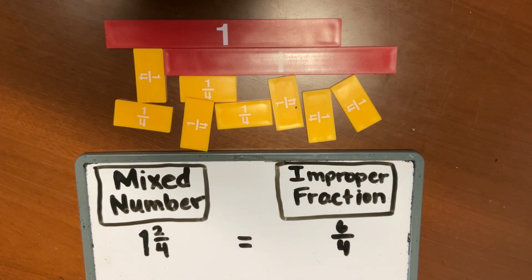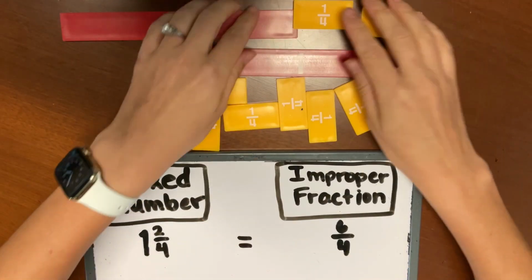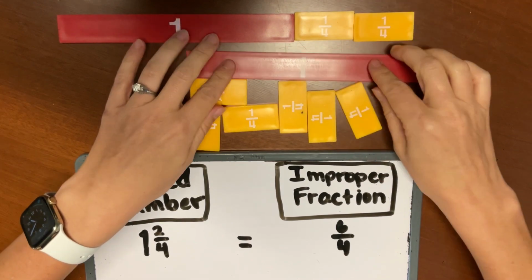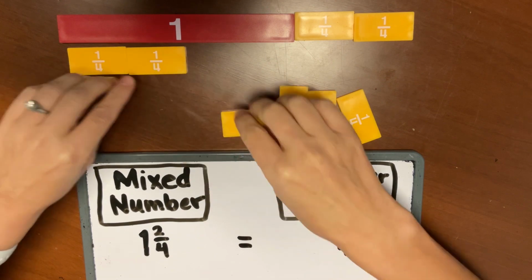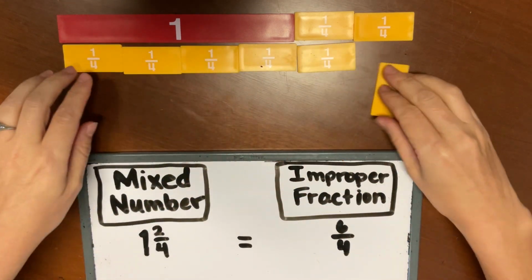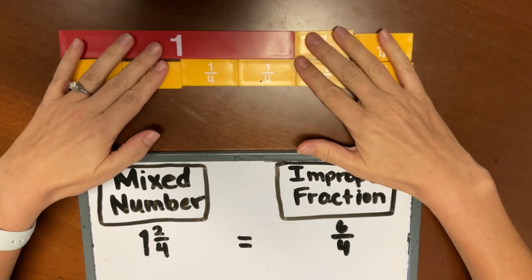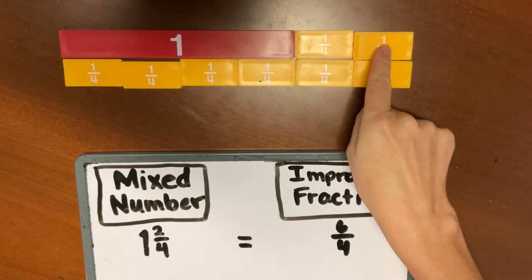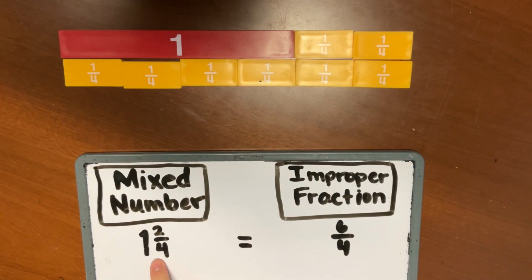Okay, let's see. Did you build 1 2/4? And then prove it equal. I guess I don't need that whole. Prove that it equals 6/4. Let's see. If I build it, I can see I have 1 2/4 and 1, 2, 3, 4, 5, 6. 1 2/4 does equal 6/4.